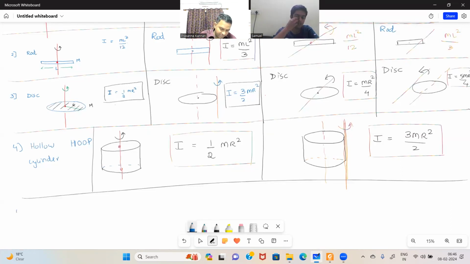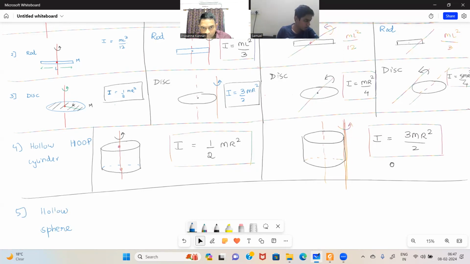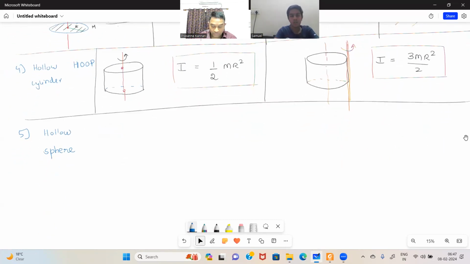Then you have the next shape. I can call it a hollow sphere. For a hollow sphere, let me take the sphere.